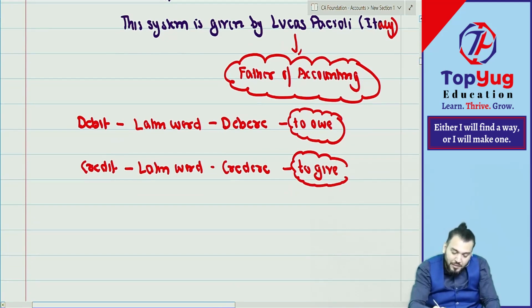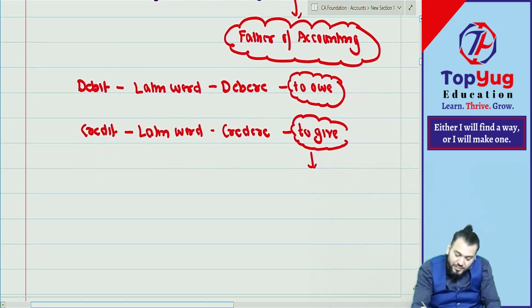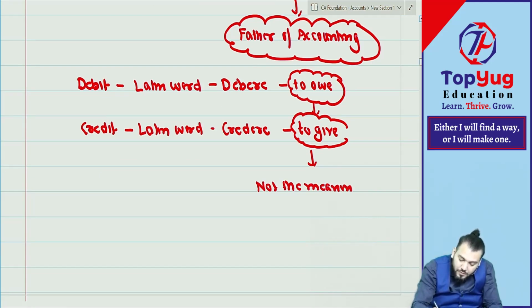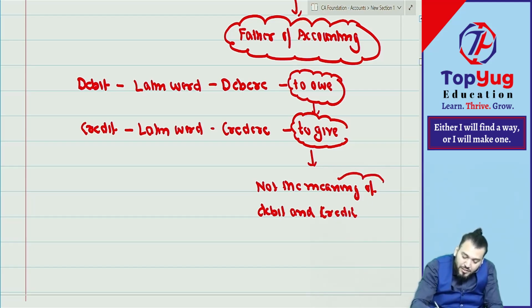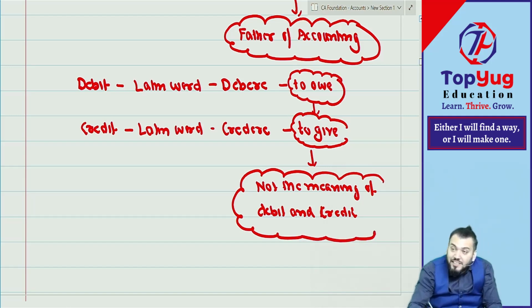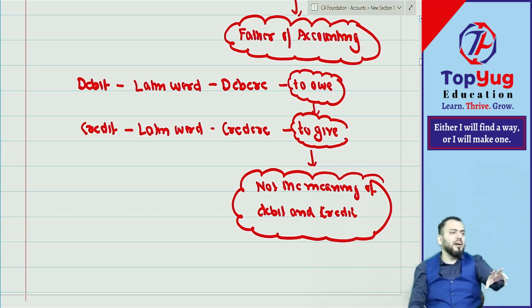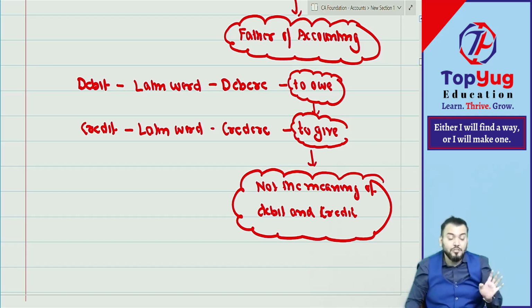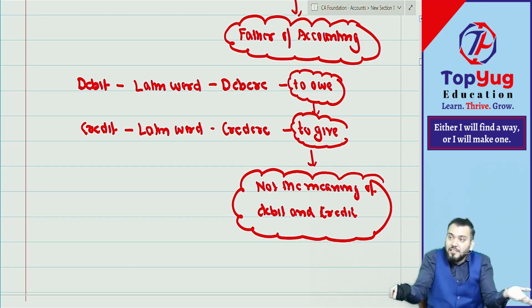But just write down under this: these are not the meaning of debit and credit. Understood what I am saying? This is not the meaning of debit and credit in terms of accounting. Right now we are here to understand the meaning of debit in terms of accounting. So in terms of accounting, debit does not mean to owe, credit does not mean to give. So what is debit and credit? And from where does this word come?